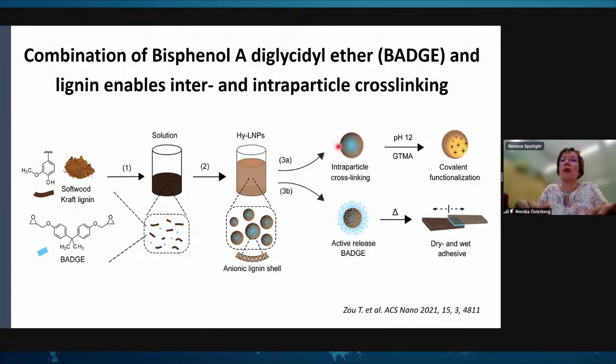So we are stabilizing the particles so that they withstand solvents that would otherwise dissolve the lignin, and they also withstand high pHs. And these crosslinked particles can be used, for example, for covalent surface functionalization, but also if we want to use them in more harsh conditions. And if we have a higher amount of the BADGE, then some of it is released to the surface, and we can make dry and wet adhesives.